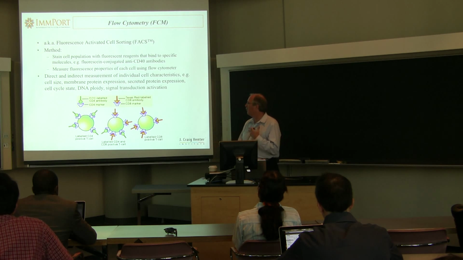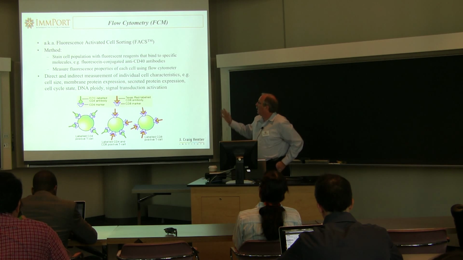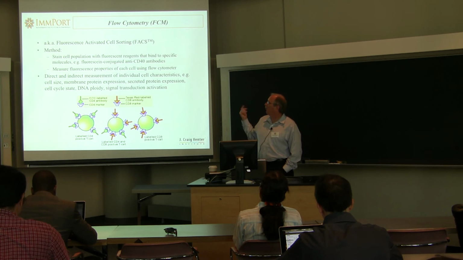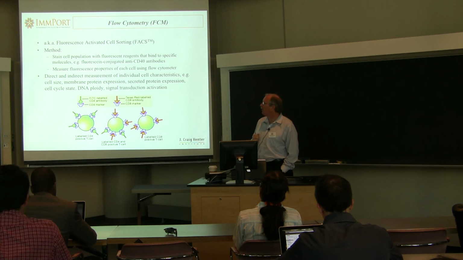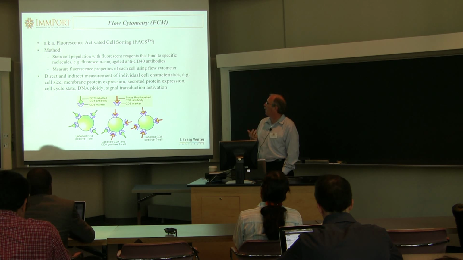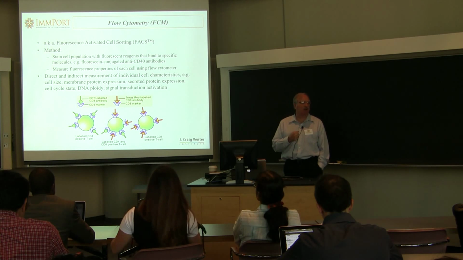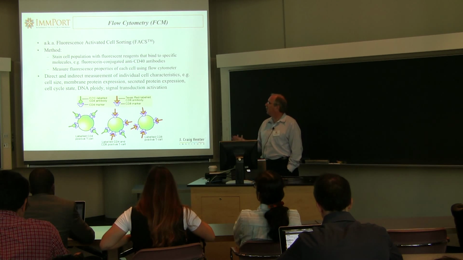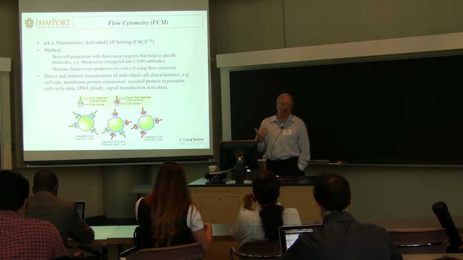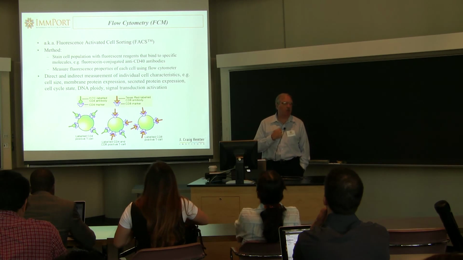But just so we're all on the same page, and for some people who maybe don't have as much experience as others, flow cytometry, it's also known as fluorescence activated cell sorting, but it's essentially a method where we stain cell populations with fluorescent reagents that bind to molecules in and on cells. So for example, we may take an antibody that's conjugated with fluorescein that specifically recognizes the CD4 protein on the surface of cells. So we can stain those cells with those antibodies, and then we measure the fluorescent properties of each cell using this instrument called a flow cytometer.